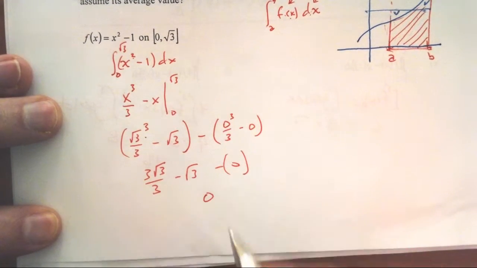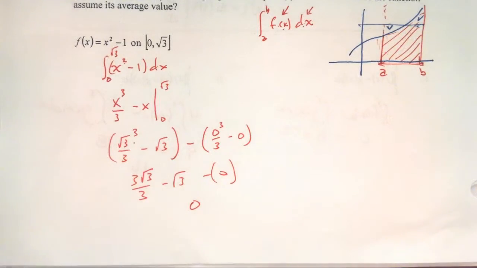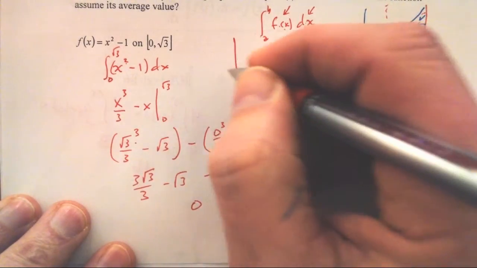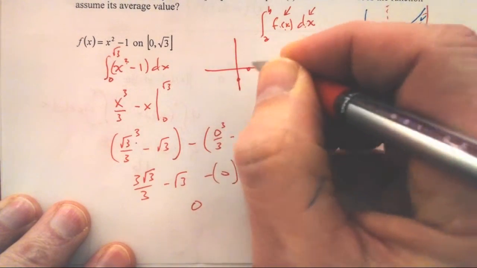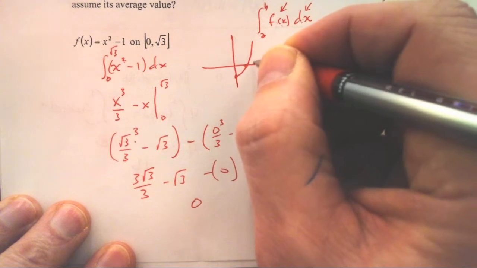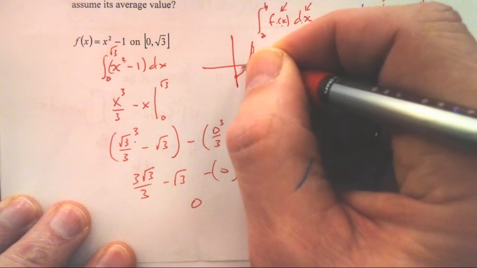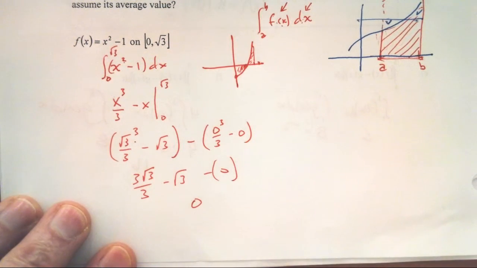And we end up with 0. Now, that's not such a great example problem. So what this tells us is on this curve, x squared minus 1 looks something like this. From 0 to root 3, somewhere right in here, there is just as much area above as there is below it.